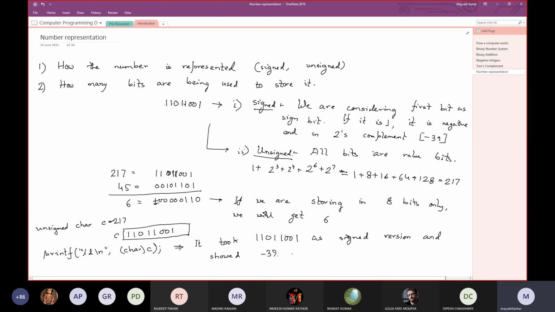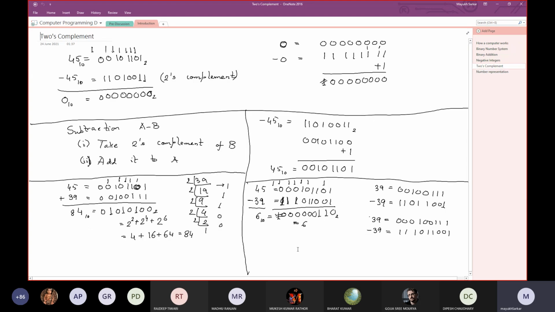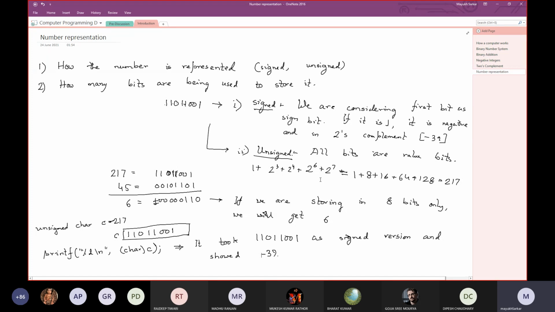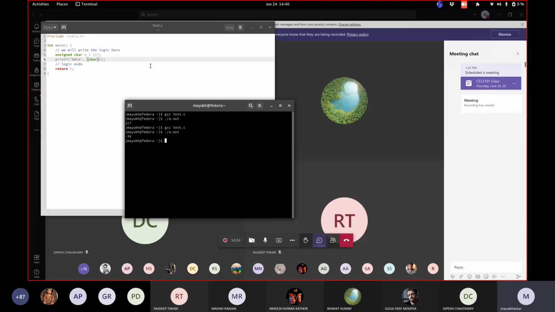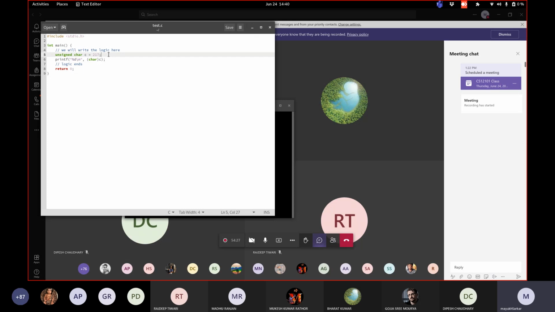Okay, now the question you asked: suppose I am going to subtract 45 from this, and I'm going to store that in a signed character. Okay, and I'm going to print that result.